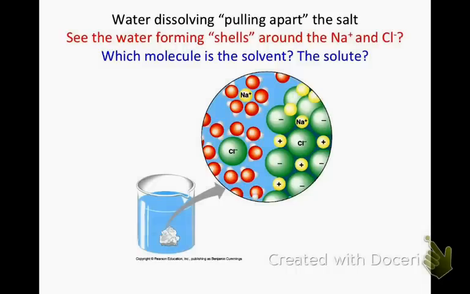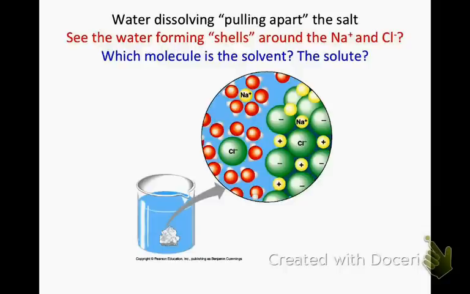So, starting at the top, water is the greatest solvent on the face of the earth. Not everything will dissolve in water, but a whole bunch of things will. That's why we call it the universal solvent. It dissolves most things. Not all things, but most things.